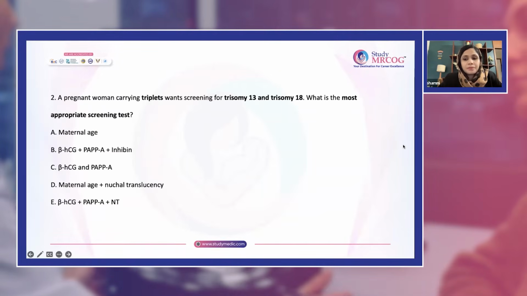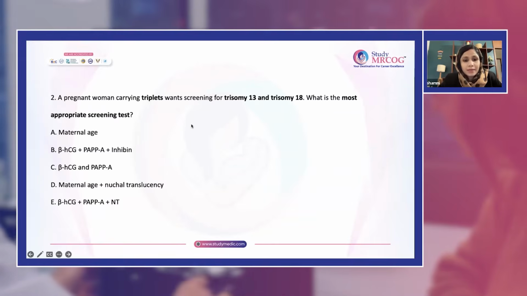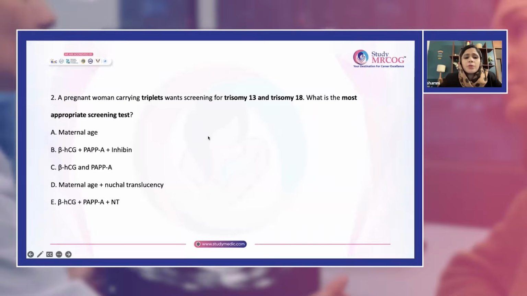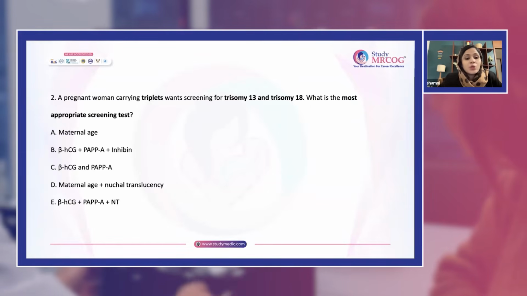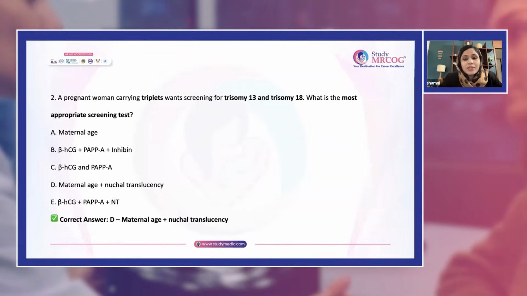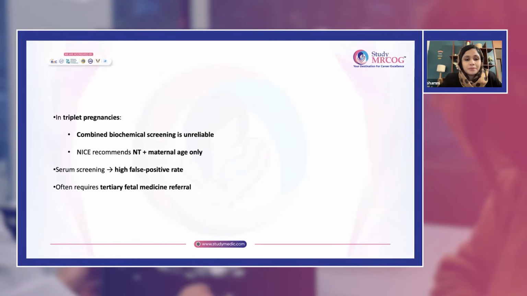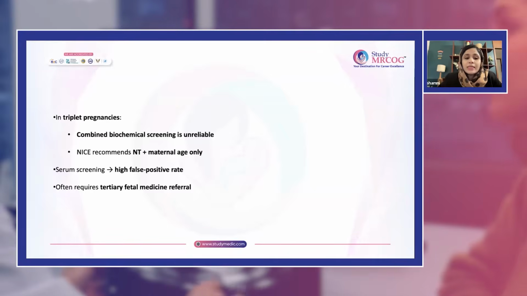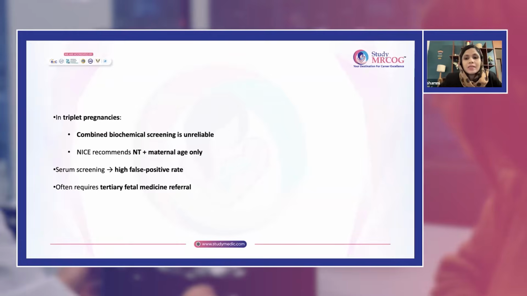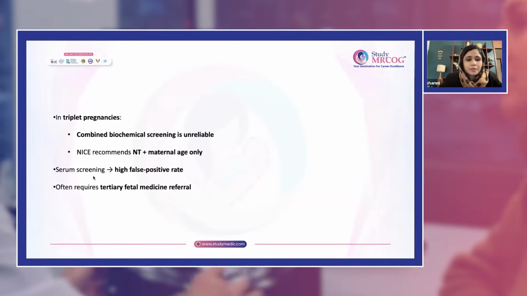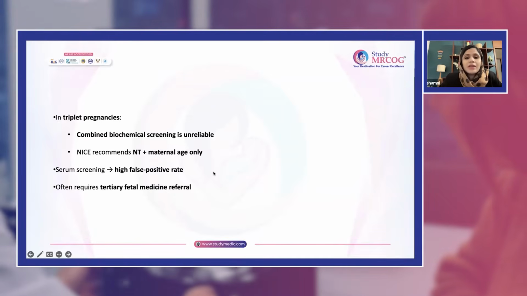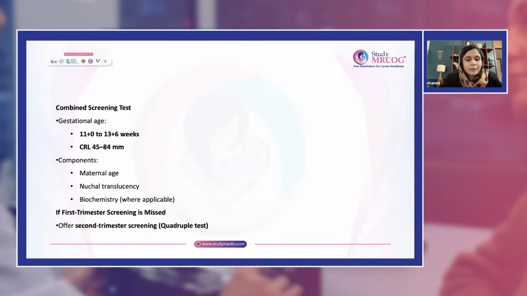The next question: a pregnant woman carrying triplets wants screening for trisomy 13 and 18. What is the most appropriate screening test? The answer is going to be D, which is maternal age plus nuchal translucency. We know that in triplet pregnancies, combined biochemical screening is unreliable. So NICE recommends NT plus maternal age only. Serum screening has a high false positive rate, and we have to refer them to the fetal medicine center.